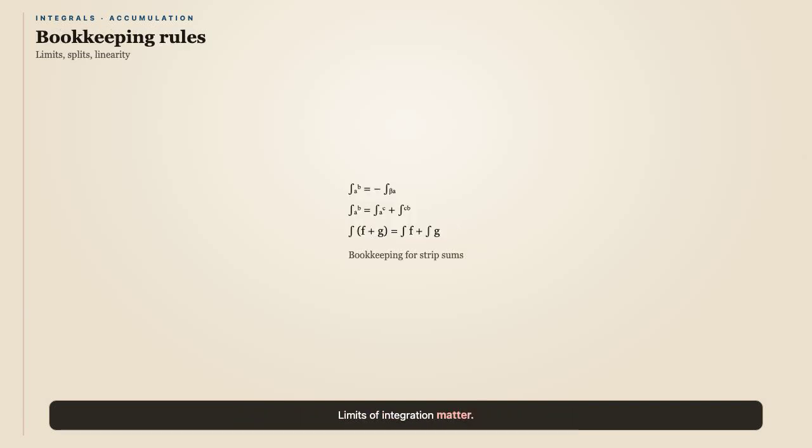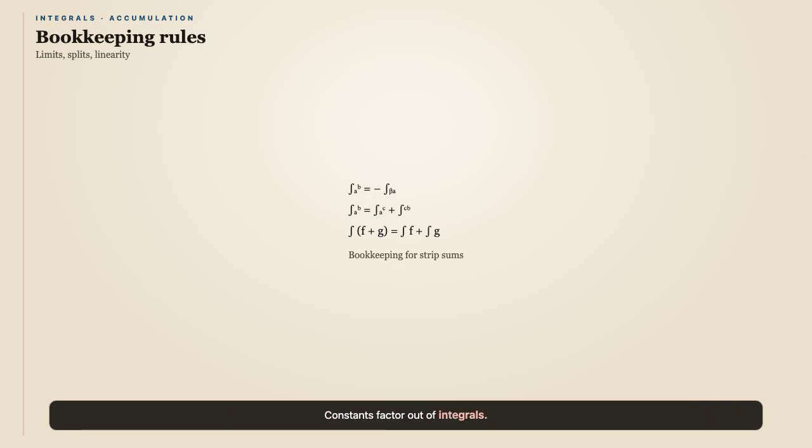Limits of integration matter. From a to b means travel along the axis from a toward b. Swap the ends, and you flip the sign of the integral. Split an interval at a point c, and the integral from a to b is the sum of the integral from a to c and from c to b when everything is well behaved.